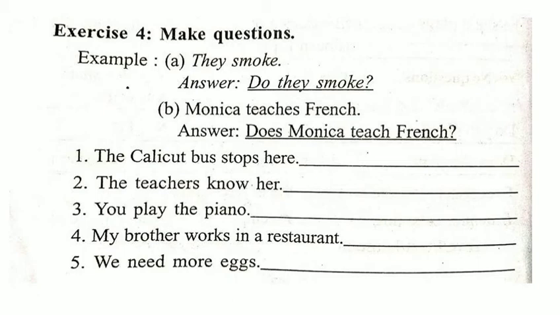Then the fifth sentence is: we need more eggs. In this sentence, need is the verb, and there is do plus need because we is used here with a plural verb. So, do you need more eggs? Or the question will be: do we need more eggs?